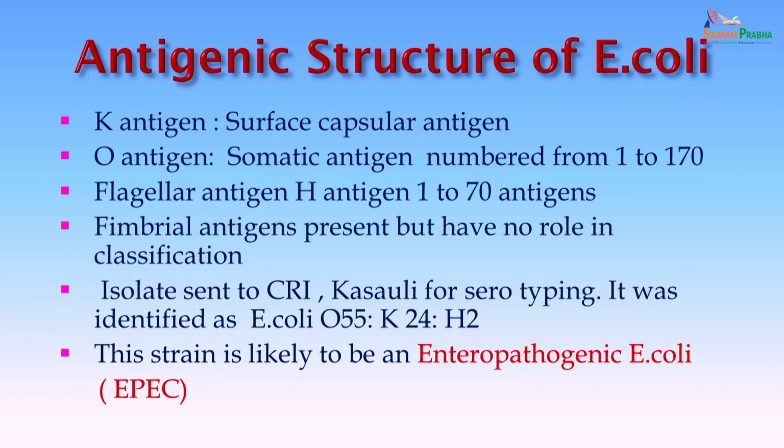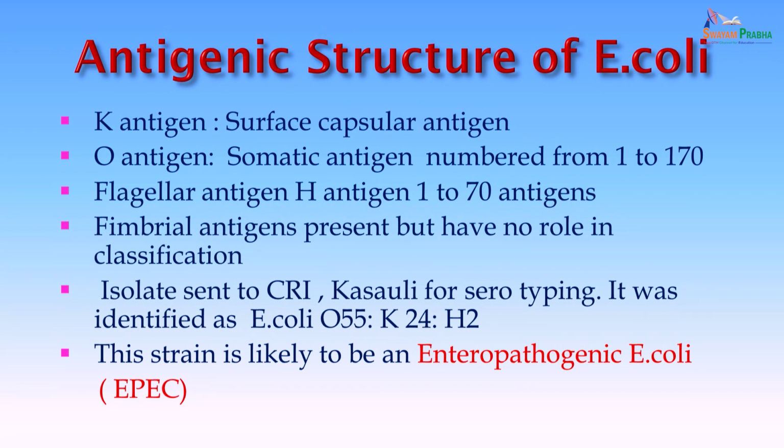The antigenic structure of E. coli. The E. coli has got surface capsular antigen, though it does not have a clear cut capsule, but it has got capsule material on the surface which gives it a K antigen. The O antigen is the somatic antigen which are numbered from 1 to 170 depending on variations in the structure. The flagellar antigen or the H antigen is again numbered 1 to 70 depending on changes in the antigenic structure. Fimbrial antigens are present, but they have no role to play in classification.